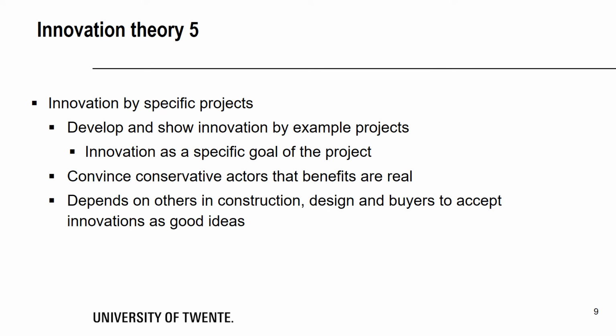A final version of innovation theory starts from the idea that innovation can also be brought about by specific projects. You can develop specific projects that not only have the aim of producing a certain building, but also have the explicit aim to show that a certain innovation is possible and that the specific innovation is also attractive. So the goal of the building project is not only to meet the demands of the buyer of the product, but also another additional goal of the project is to show the attractiveness of the innovation that is used.